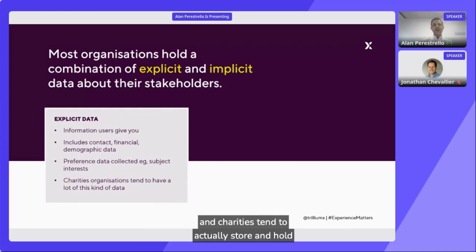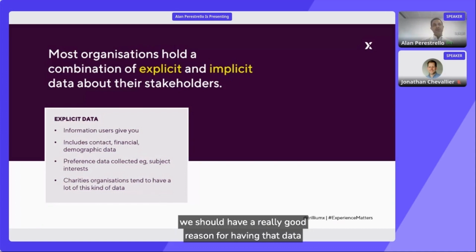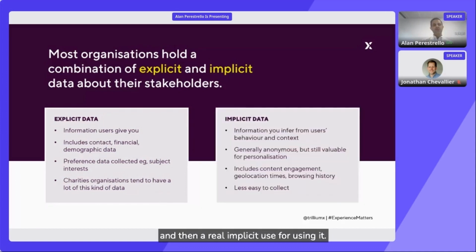And charities tend to actually store and hold lots of this data. And I think sometimes that also causes us all a lot of problems. So my view is, if we're storing the data and we're prepared to manage the risk that comes with storing that data, we should have a really good reason for having that data, and then a real use for using it.